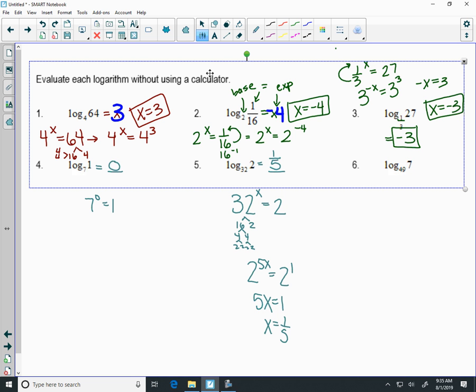49 to some power equals 7. If you can do that in your head and say, well, that has to be 1/2, the square root of 49 is 7. That's lovely. If you need to do the steps to get there, that's no big deal either. 49 to some power gives us 7. 49 is 7 squared.